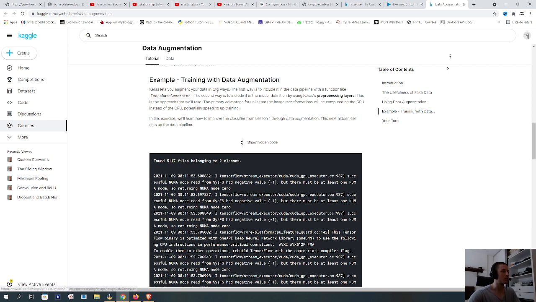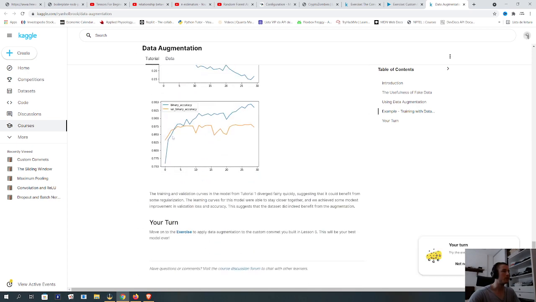Training with data augmentation. Keras lets you augment your data in two ways. The first way is to include it in the data pipeline with a function like ImageDataGenerator. The second way is to include it in the model definition by using Keras preprocessing layers. This is the approach that we'll take. The primary advantage for us is that the image transformations will be computed on the GPU instead of the CPU, essentially speeding up the training. Let me load the exercises.